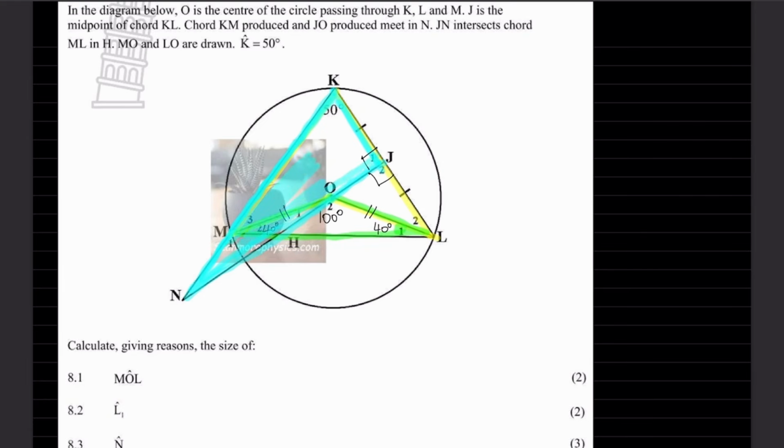So this is my triangle right here. We have an angle 50 degrees. We have an angle 90 degrees. That means we can solve for this angle, which is going to be 40 degrees.